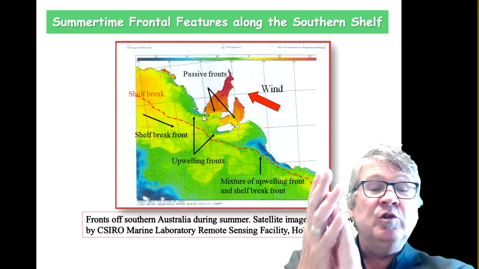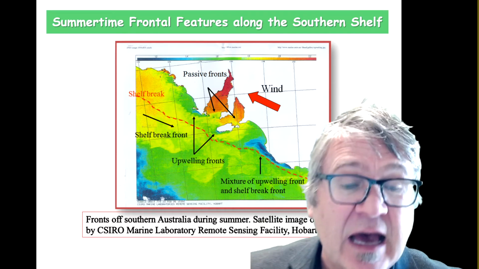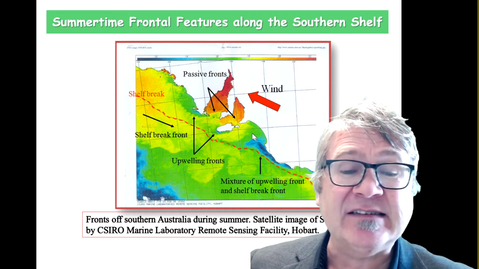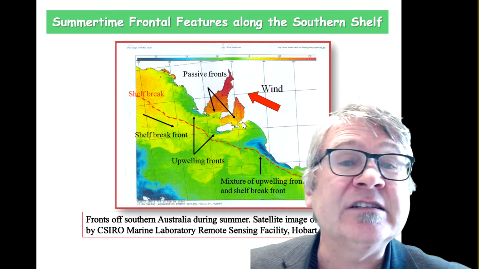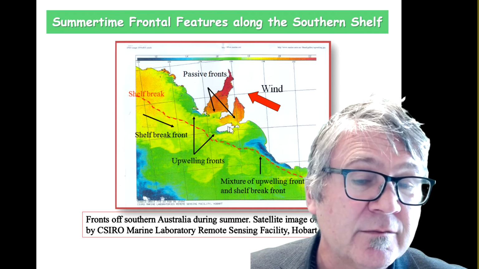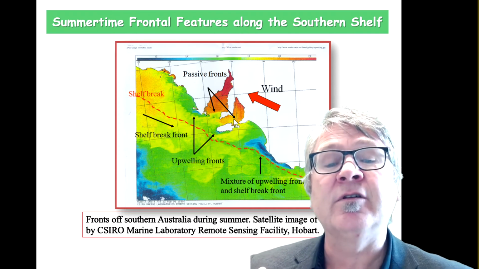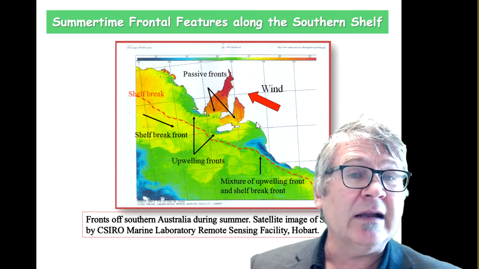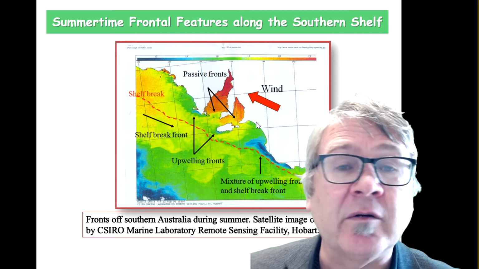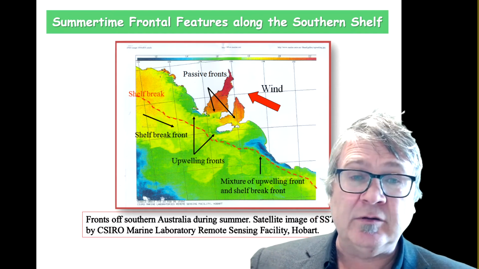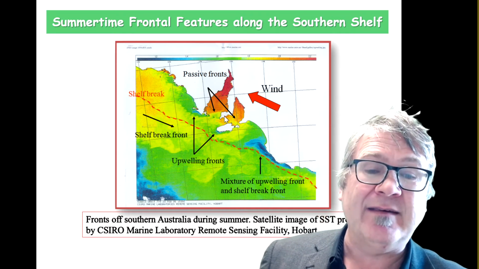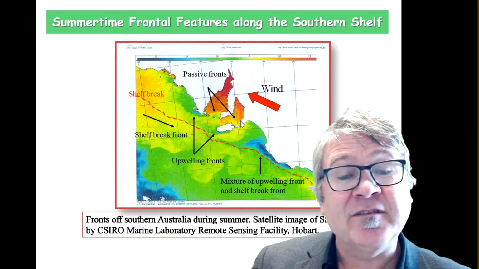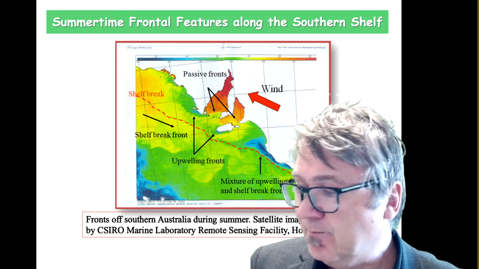And one thing which is hard to see is actually in Backstairs Passage, in this area here. There's a tidal mixing front, because the tidal currents can be very strong, 2 meters per second, creating mixing in this area. It can often be seen in satellite images.